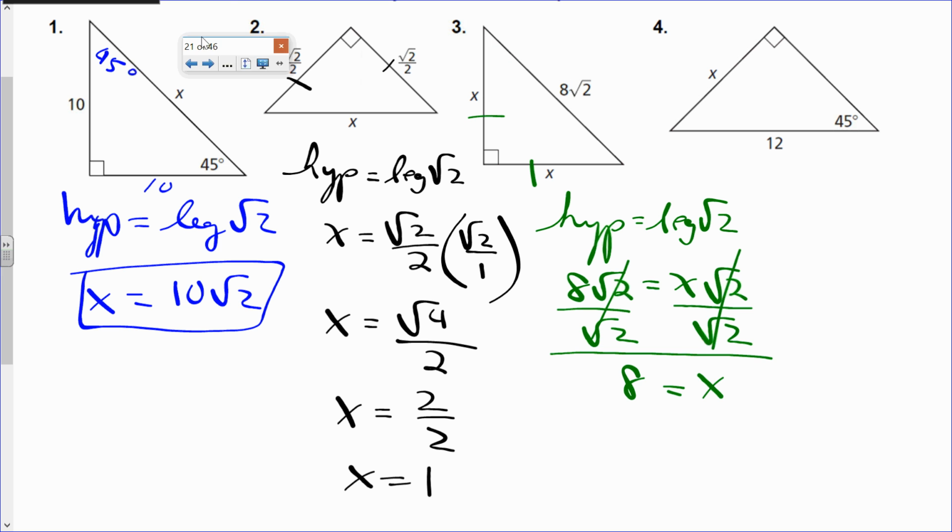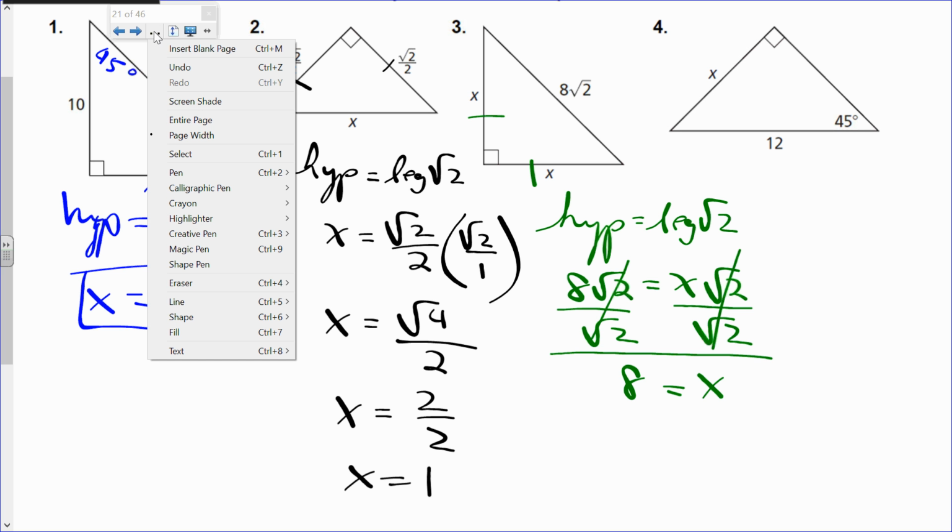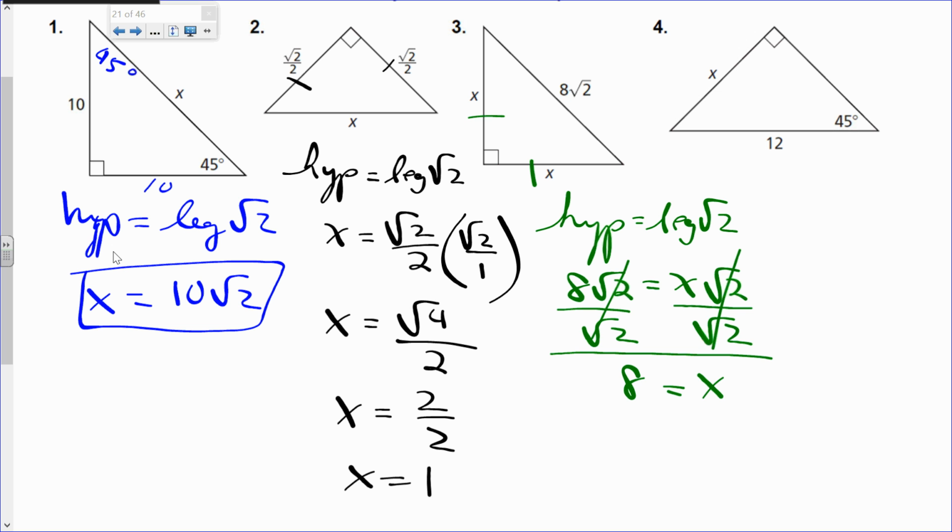Last but definitely not least, put your seatbelt on for this one. It's gonna be all right though. And we're done for the day. I'll use red now. 45, 45, 90. I know this has to be 45 because all three have to add up to be 180. 180 minus these two will give us 45. All right, let's write out the formula now. Hypotenuse is equal to leg times rad 2. Ramos, what's my hypotenuse? 12.